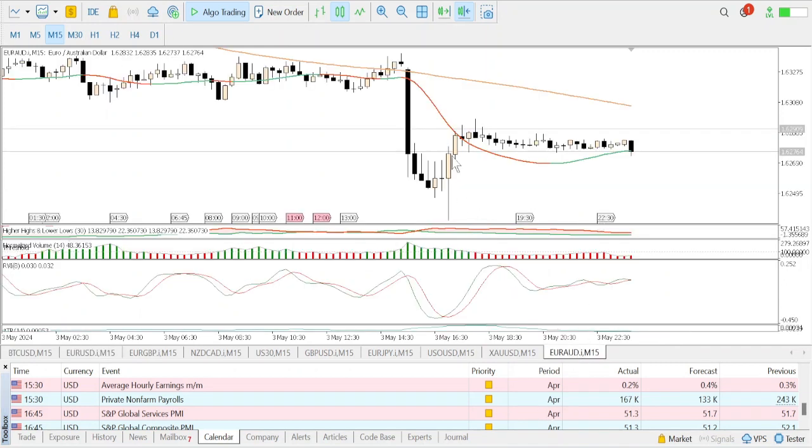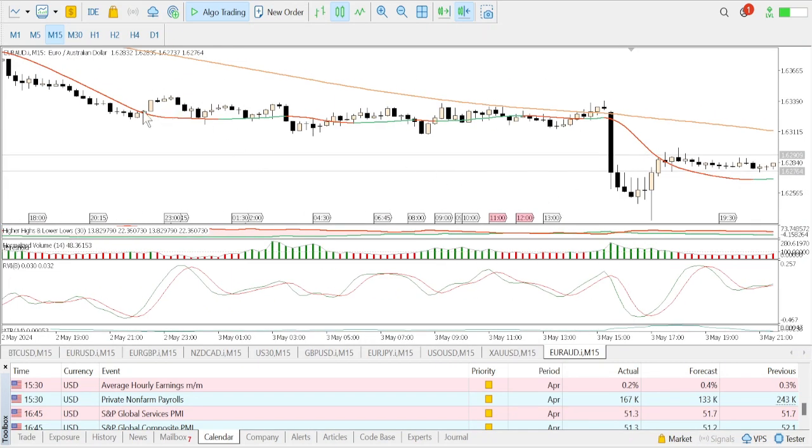Why am I doing Euro AUD when we have news? Look at Euro AUD. Maybe we had news during this time. Why am I trading this pair? Just look at before the news, what happened? Price constricted for a long period of time and broke out.